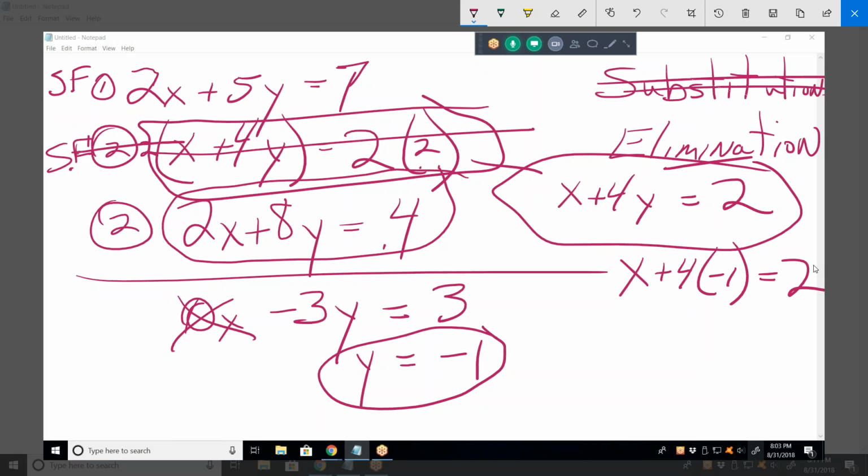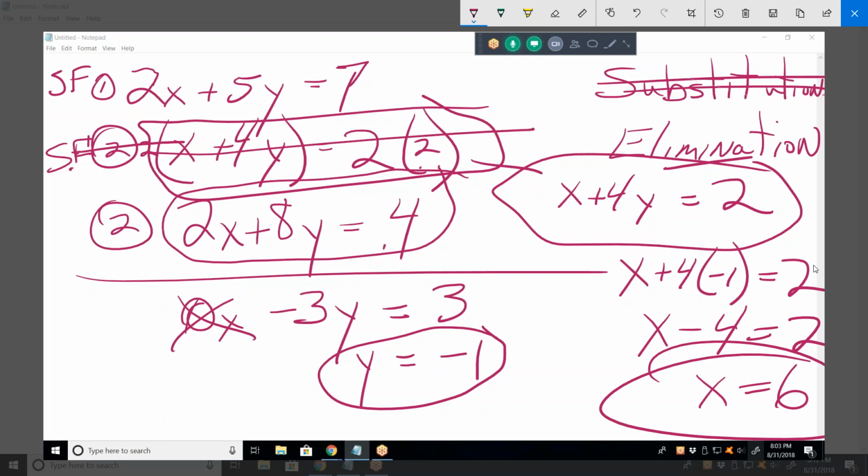That's what you have to do on a test. Next line. And final line. There's your two answers. y equals minus 1, x equals 6.